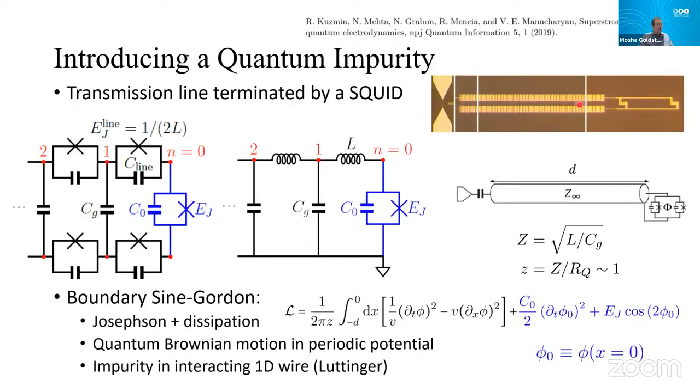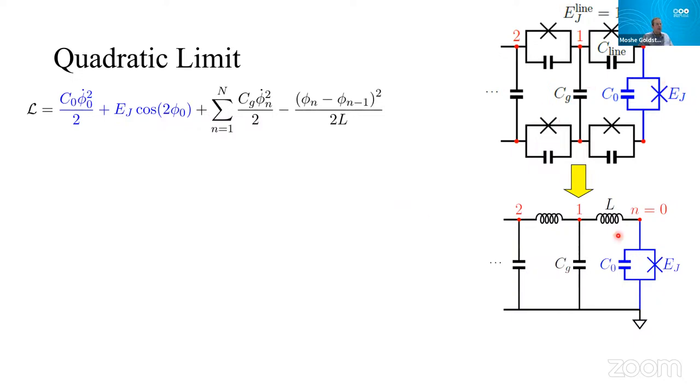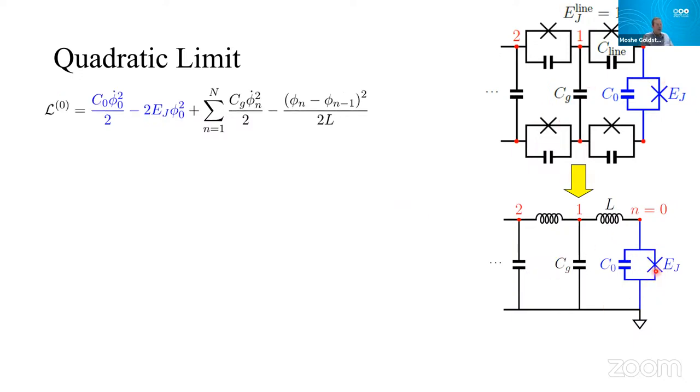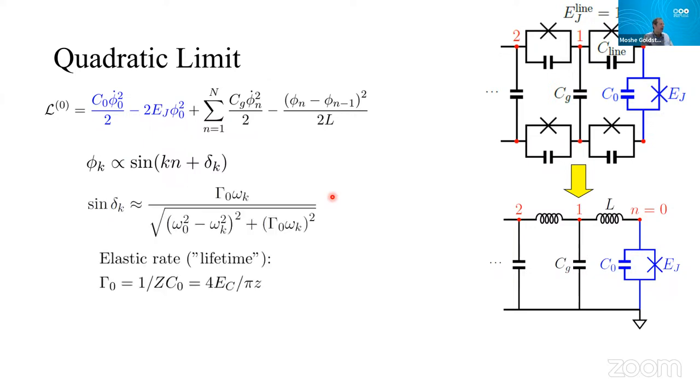So let us first start from the case where this Josephson energy is also large. In that limit, we can map our system to a system which is just quadratic. And then we are going to have modes in the bath. They are just going to be distorted or phase shifted because of the last element. We are going to have this phase shift with this Lorentzian shape, in which appears gamma naught. This is the elastic rate or lifetime. It's nothing dissipative. It's just 1 over the RC, or here ZC time.